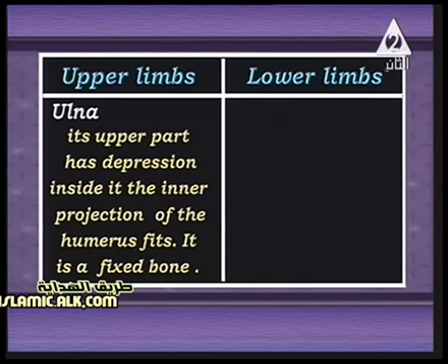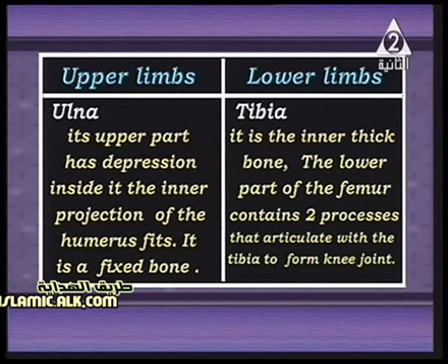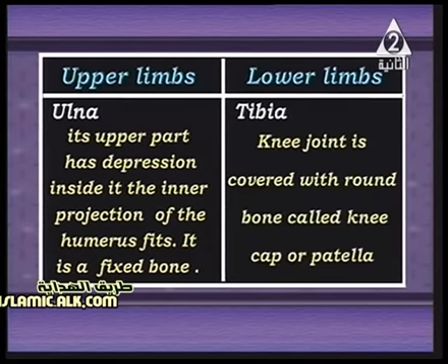While in case of tibia, it is what? Yes, the inner thick bone. The lower part of the femur contains 2 processes, forming the articulation of the knee joint. After that, we have here ulna and radius. What about the tibia? We said it forms the knee joint, covered with a rounded bone called the kneecap, or patella. Don't forget its name.